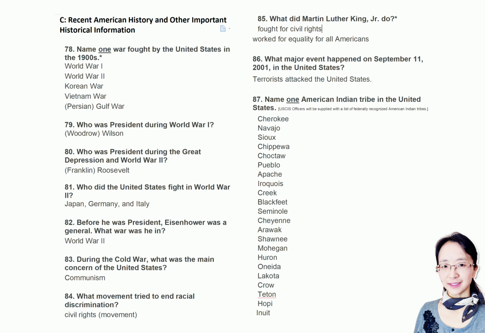Name one American Indian tribe in the United States. USCIS officers will be supplied with a list of federally recognized American Indian tribes: Cherokee, Navajo, Sioux, Chippewa, Choctaw, Pueblo, Apache, Iroquois, Creek, Blackfeet, Seminole, Cheyenne, Arawak, Shawnee, Mohegan, Huron, Oneida, Lakota, Crow, Teton, Hopi, Inuit.